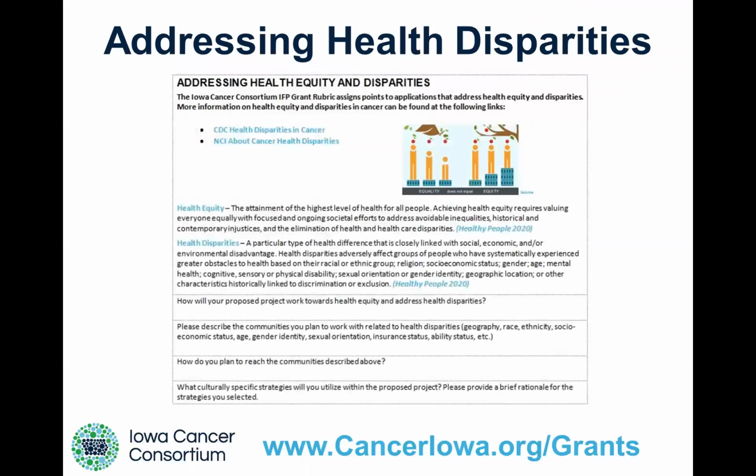Something new again for this year is addressing health disparities and equity, which we mentioned is scored on the rubric for this year. This section asks how you define how you are working towards health equity, and to consider your plan to reach communities that are affected by disparities. Again, we do offer the definitions here so you really understand what we're trying to get at, and we just ask that you answer those questions and feel free to use the resources listed in order to learn a little bit more about either health disparities or health equity in cancer control and prevention.